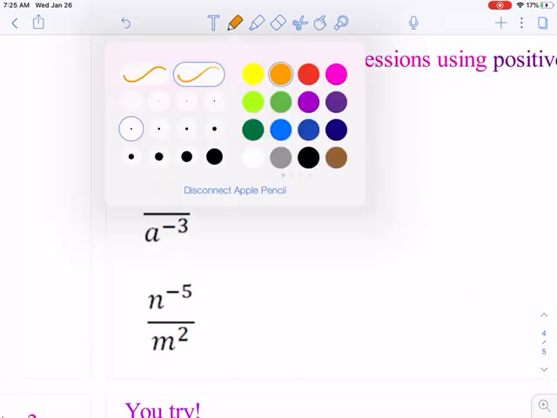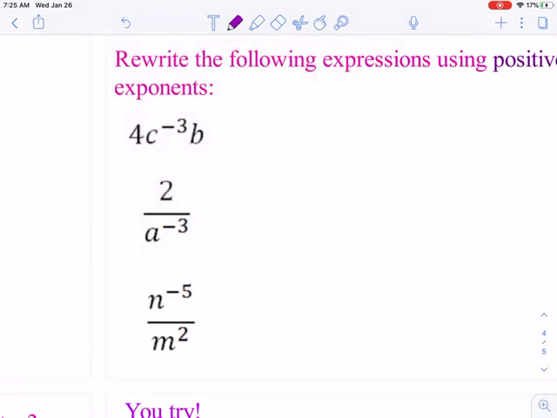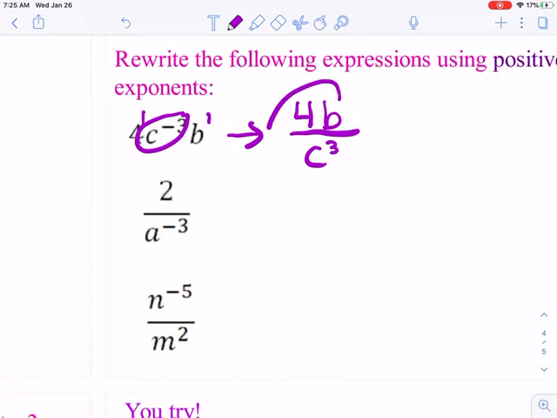All right, hopefully you had time to work through these problems. So on this first one, right, if you're looking through, 4 has a positive exponent, that gets to stay. Oops, C has a negative exponent, that's got to go. B has a positive exponent, that imaginary one, that gets to stay. So if I rewrite this, it'd be 4B over C to the third, right? It has to go downstairs to become positive.